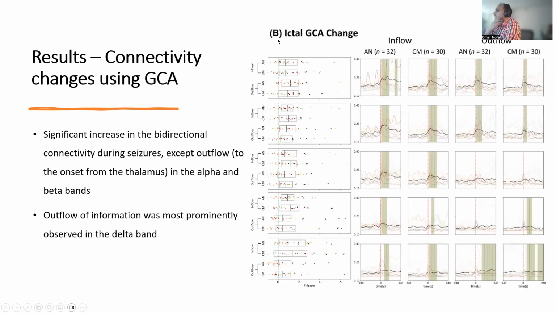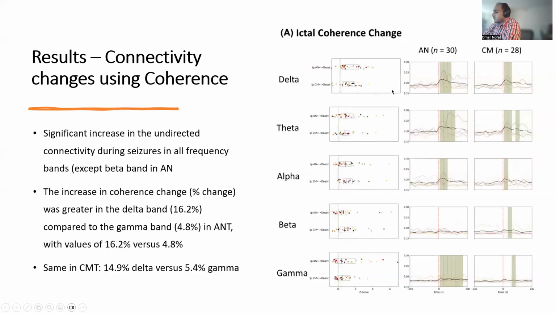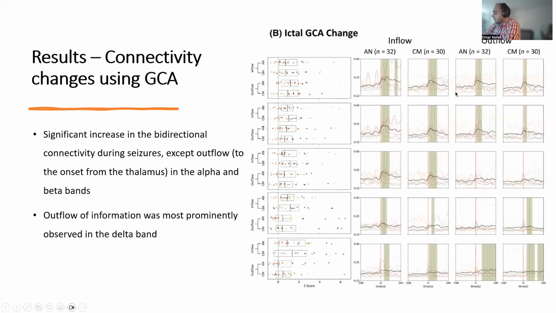Now, when you use the Granger analysis, there was also a significant increase in the bidirectional connectivity during seizures. What I want you to know about this, I know it's not an easy concept to grasp, is that the changes in delta frequencies were the major player in the connectivity between the thalamus and the cortical structures. We'll explain more what this means in the discussion.